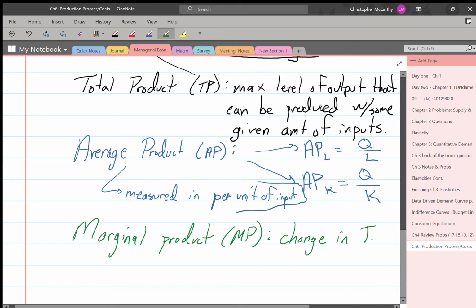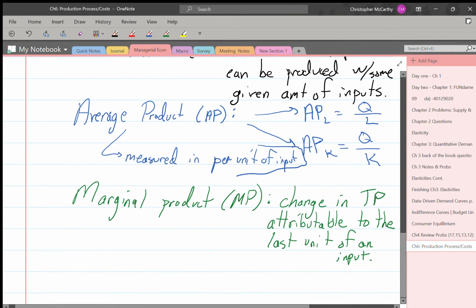in the total product attributable to the last unit of an input. And so our marginal product, and we're going to do examples of this, make it a bit clearer.